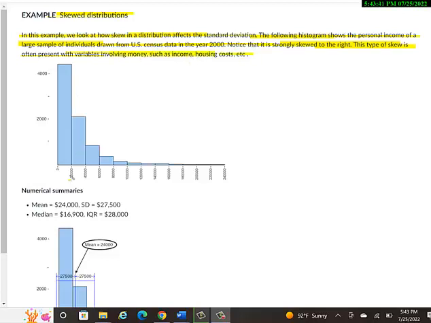So here in this data set, the x values range from 0 to 240,000. The mean is 24,000. The standard deviation is 27,500. On the other hand, though, if you use median as your measure of center, the median is 16,900. The interquartile range is 28,000. So let's explore which one would be better depending on this skewed sample set.